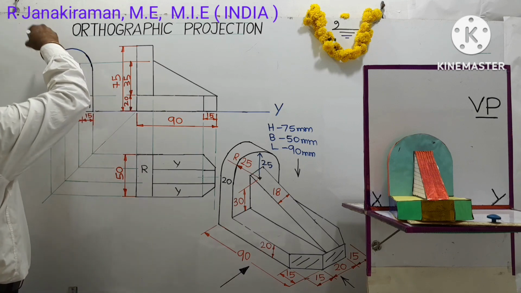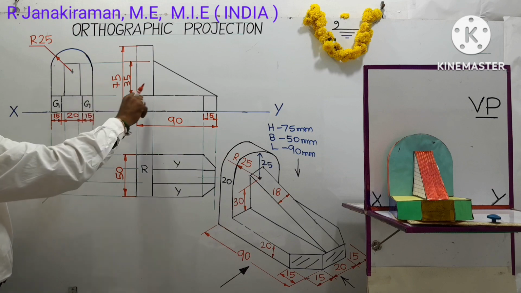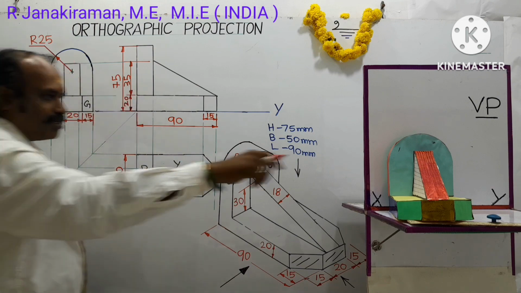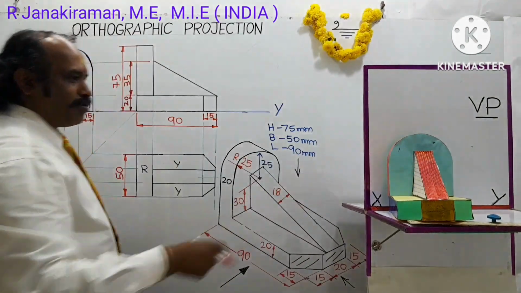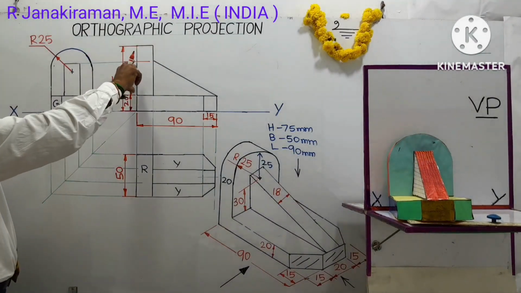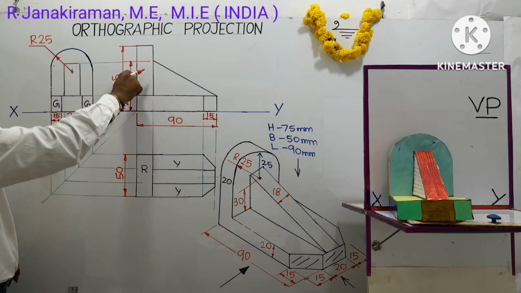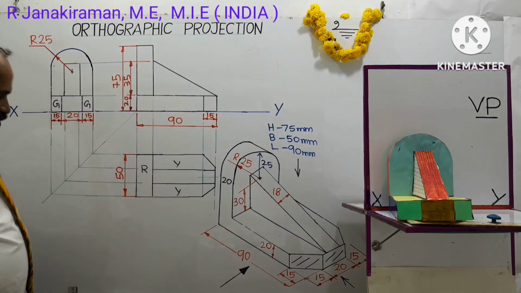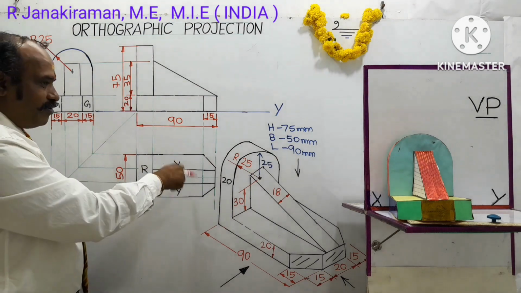The arc is dimensioned. Next, the base thickness was already marked previously in the front view itself. The rectangular portion seems as a rectangle, and its height is 35 mm above the base thickness. Overall height is 75. So next we are going to dimension the top view also.